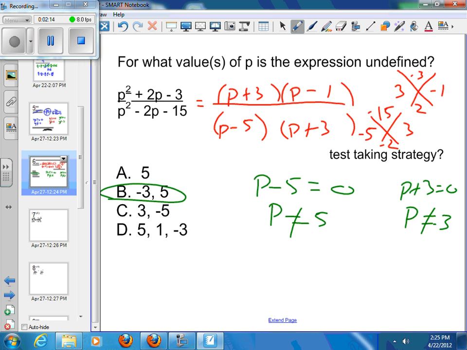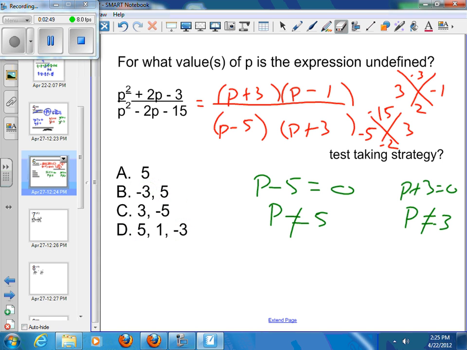Test-taking strategies. Now you can look through the numbers. One way to do a test-taking strategy is see which ones they have the most in common with. So if I look at this, all but one have a positive 5. So you're looking for positive 5. And then you're looking at a negative 3 in 2 places. So this is probably your best answer by a test-taking strategy.